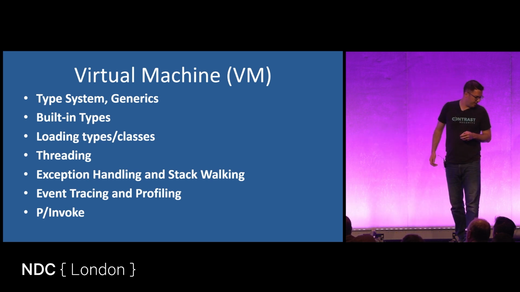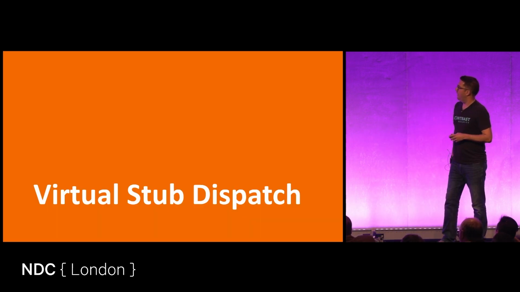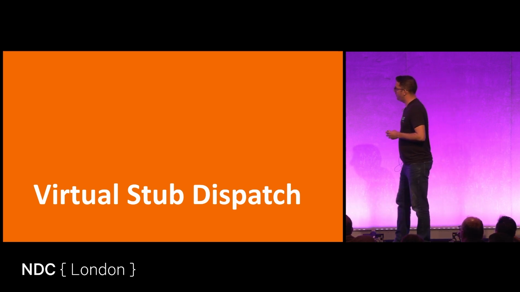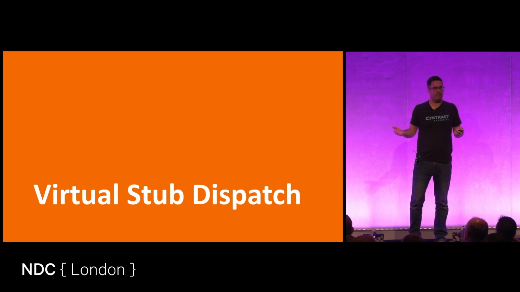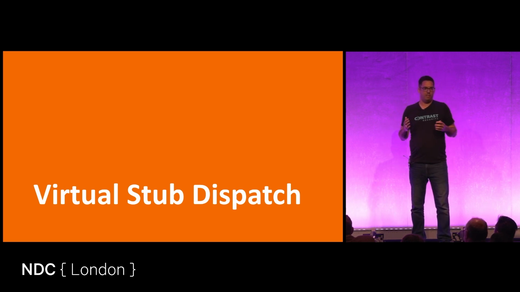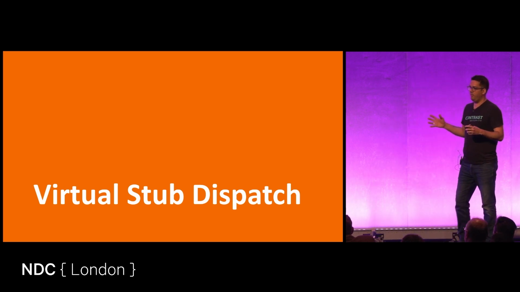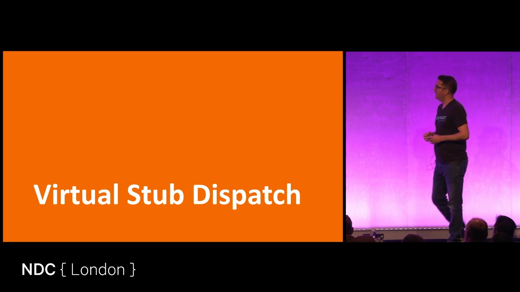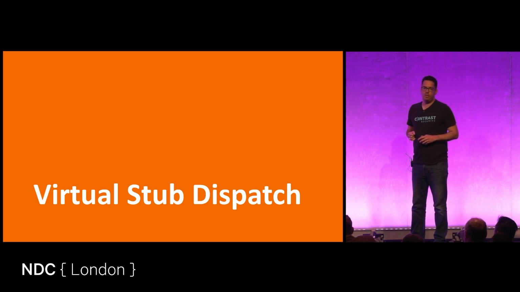So that gives us a rough idea of the landscape. The first thing I'm going to talk about is virtual stub dispatch. Has anyone heard of this in the context of .NET? Few people, great. So everyone else is going to learn something new today. Virtual stub dispatch, you will know it, you just won't know it's called that.